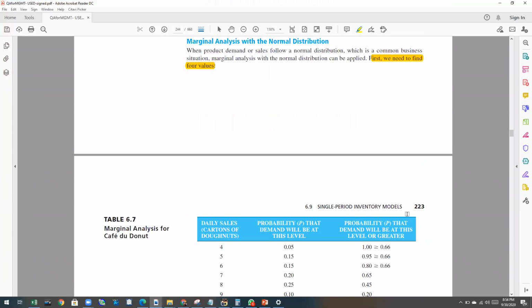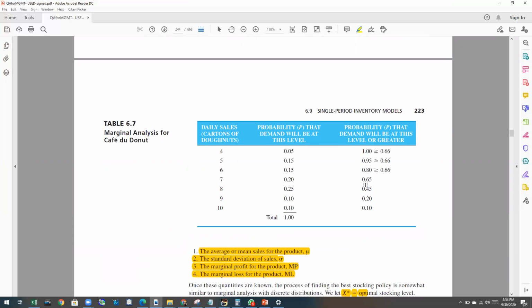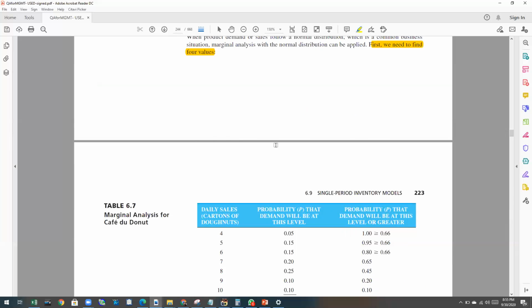So we go to table 6.7. Here the cumulative probability table is developed. By selling 4, we have 100% probability of selling 4 donuts. When we bring it up to 5, there is a 95% probability of selling up to 5 donuts. The probability of selling up to 6 donuts is 80%. It's basically 100 minus 5 is 95, 95 minus 15 is 80%. The probability of selling 7 donuts or less is 65% because 80% minus 15% is 65%, and so on. So this is the cumulative table.